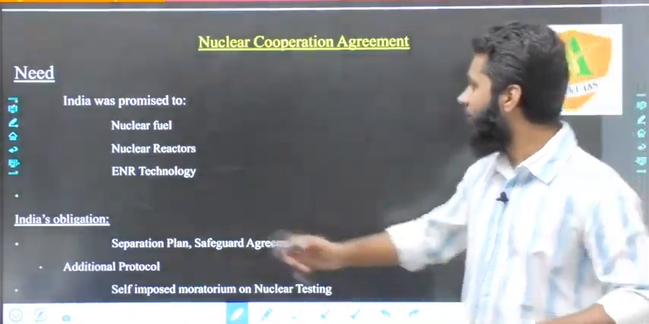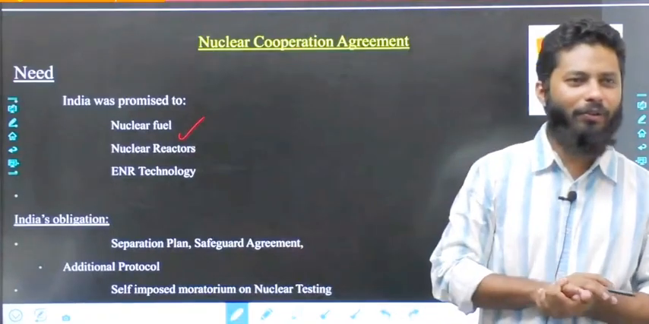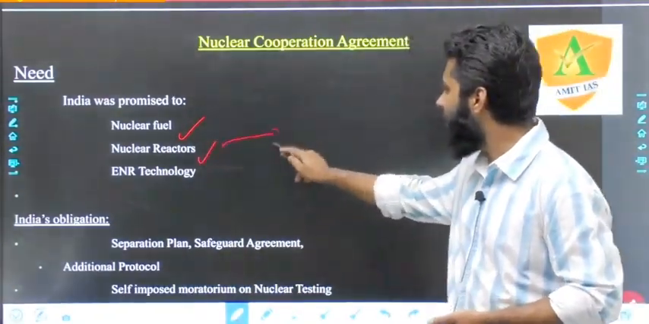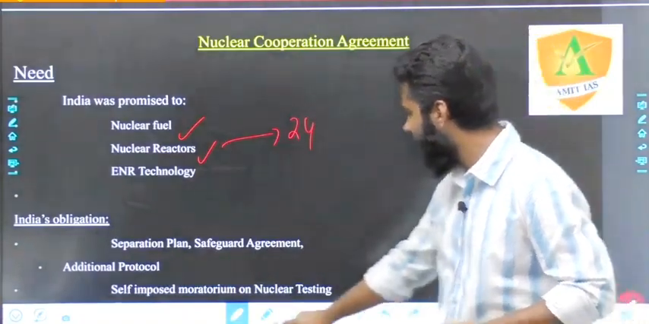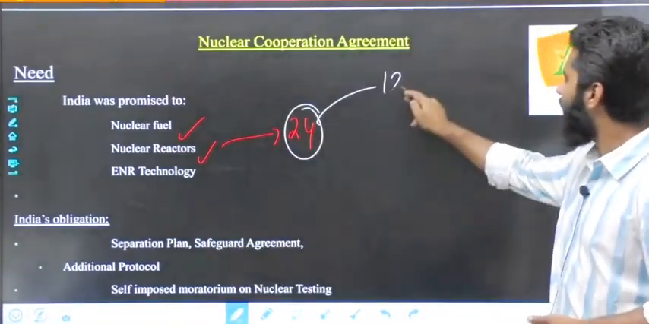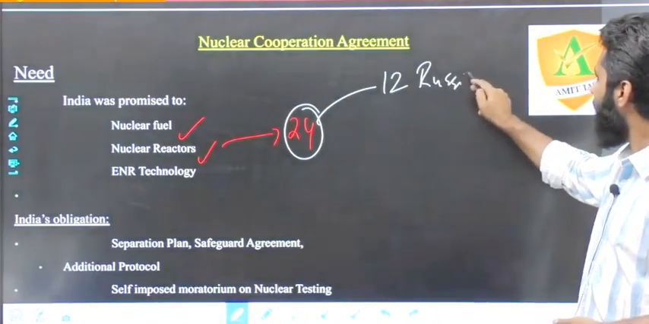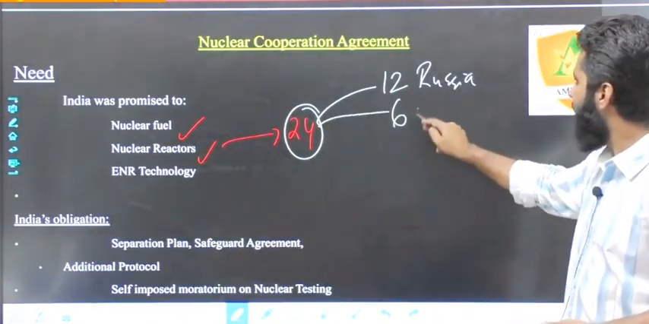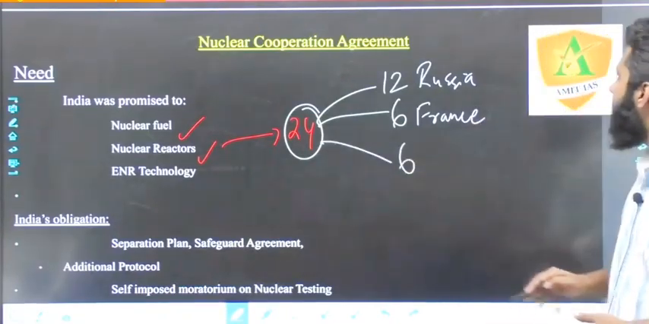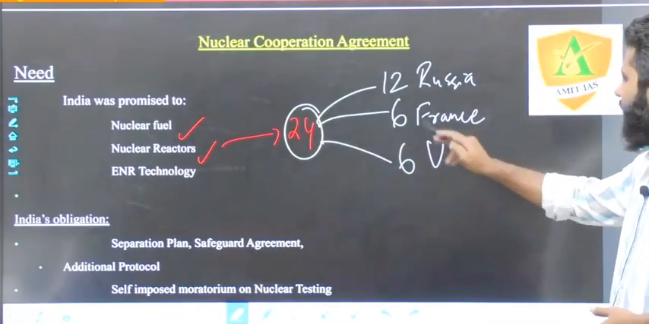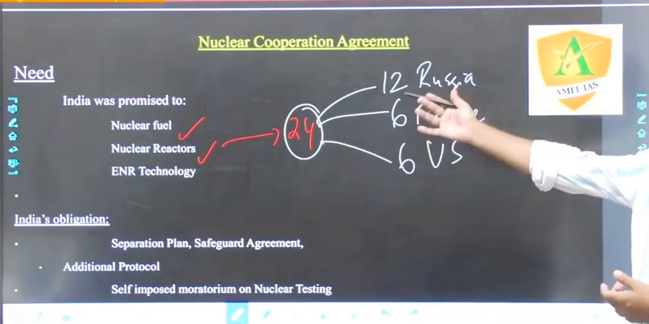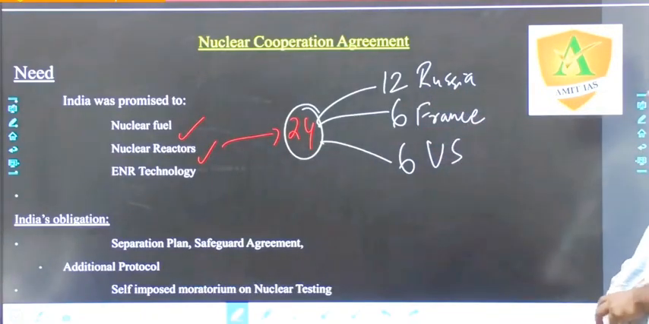So India was promised nuclear fuel, as we are in need of nuclear fuel, right? And nuclear reactors, so we will be getting 24 nuclear reactors. We will be getting 24 nuclear reactors, 12 from Russia, 6 from France, and 6 from US. Okay, so 24 reactors we will be getting because of these nuclear cooperation agreements.